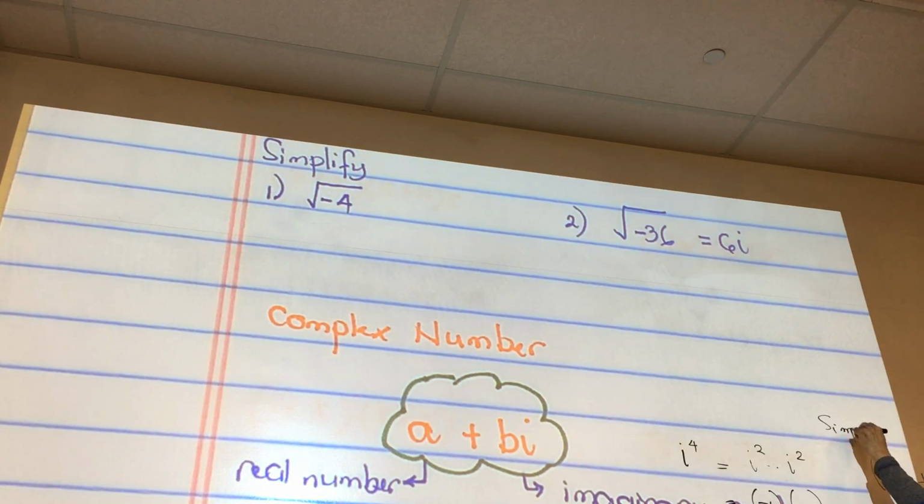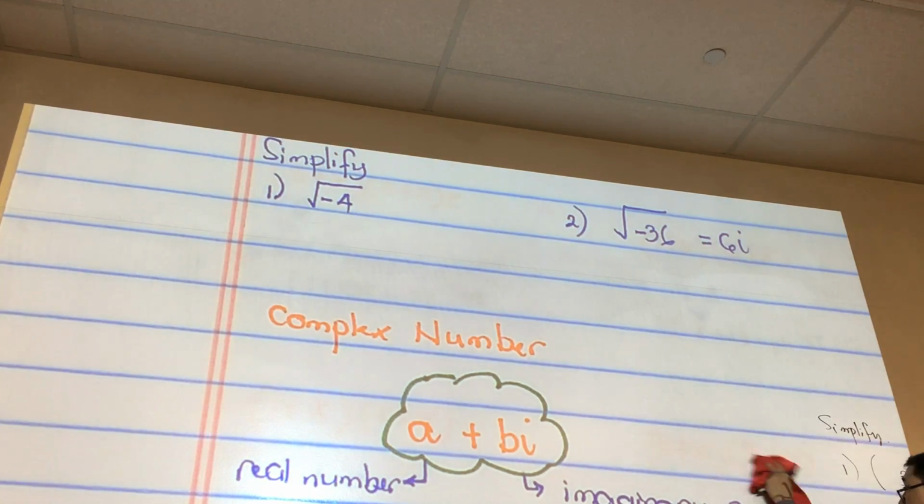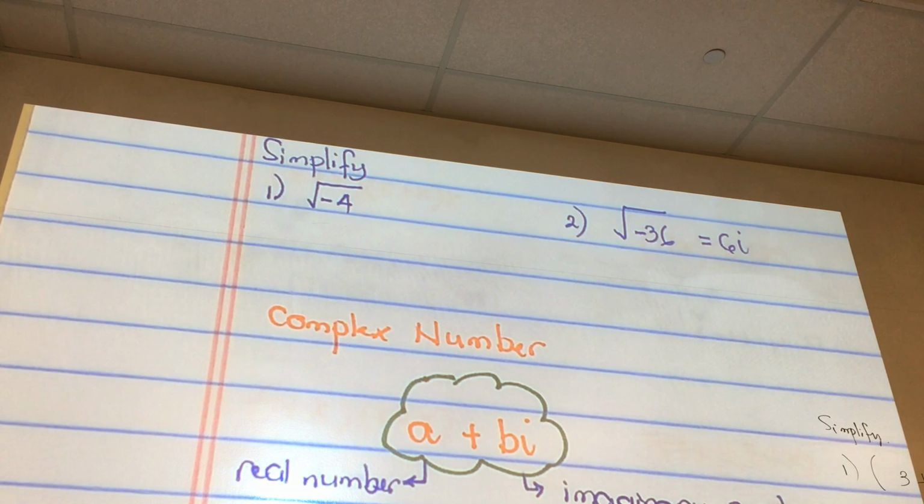Please copy, write, simplify. Number 1. What is the very basic thing that you have to do? First thing that you have to do every time you're simplifying an algebraic expression. Remove the parentheses. Is that right? If there are parentheses. And then we combine like terms. Basic. It's the same thing here. We combine a real number to a real number. We combine an imaginary number and an imaginary number. Got it? Ready? Okay.